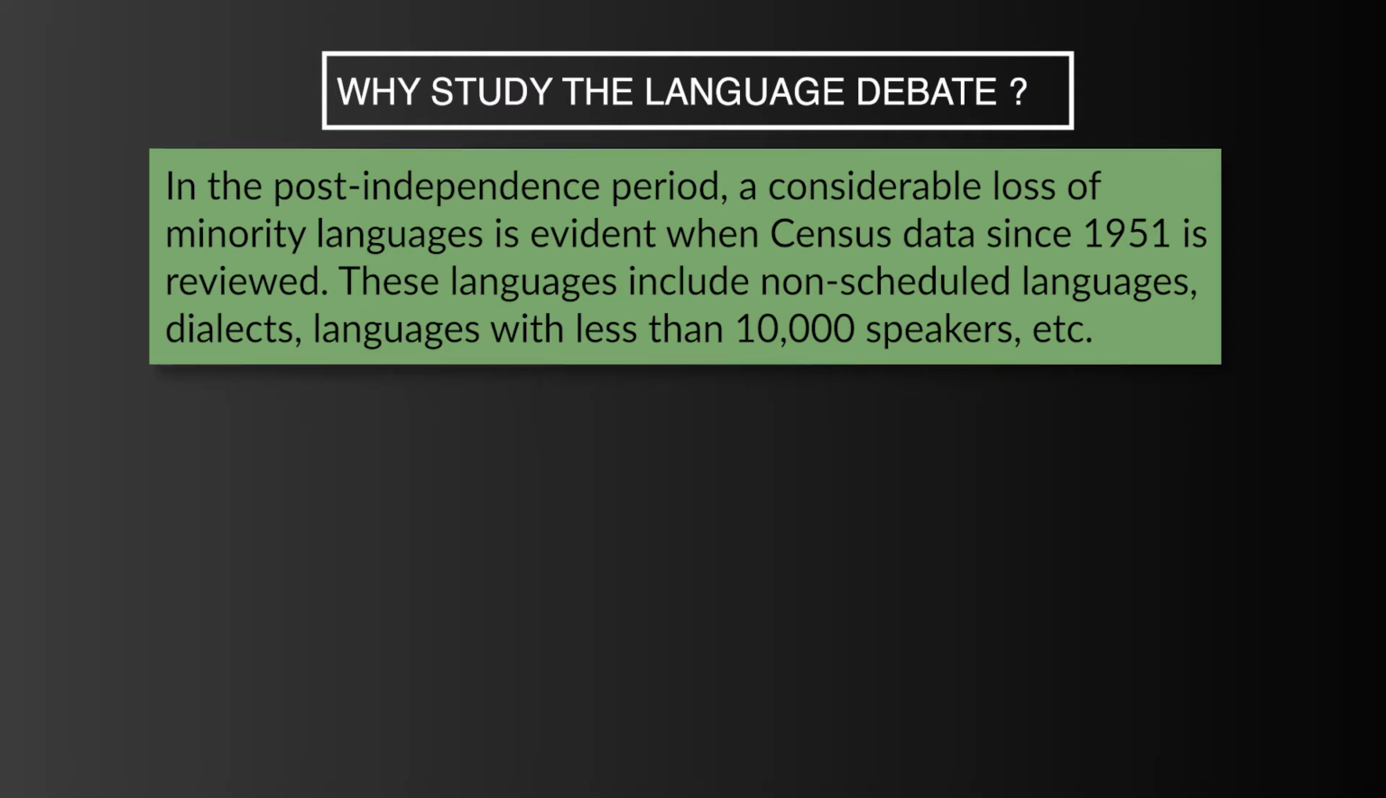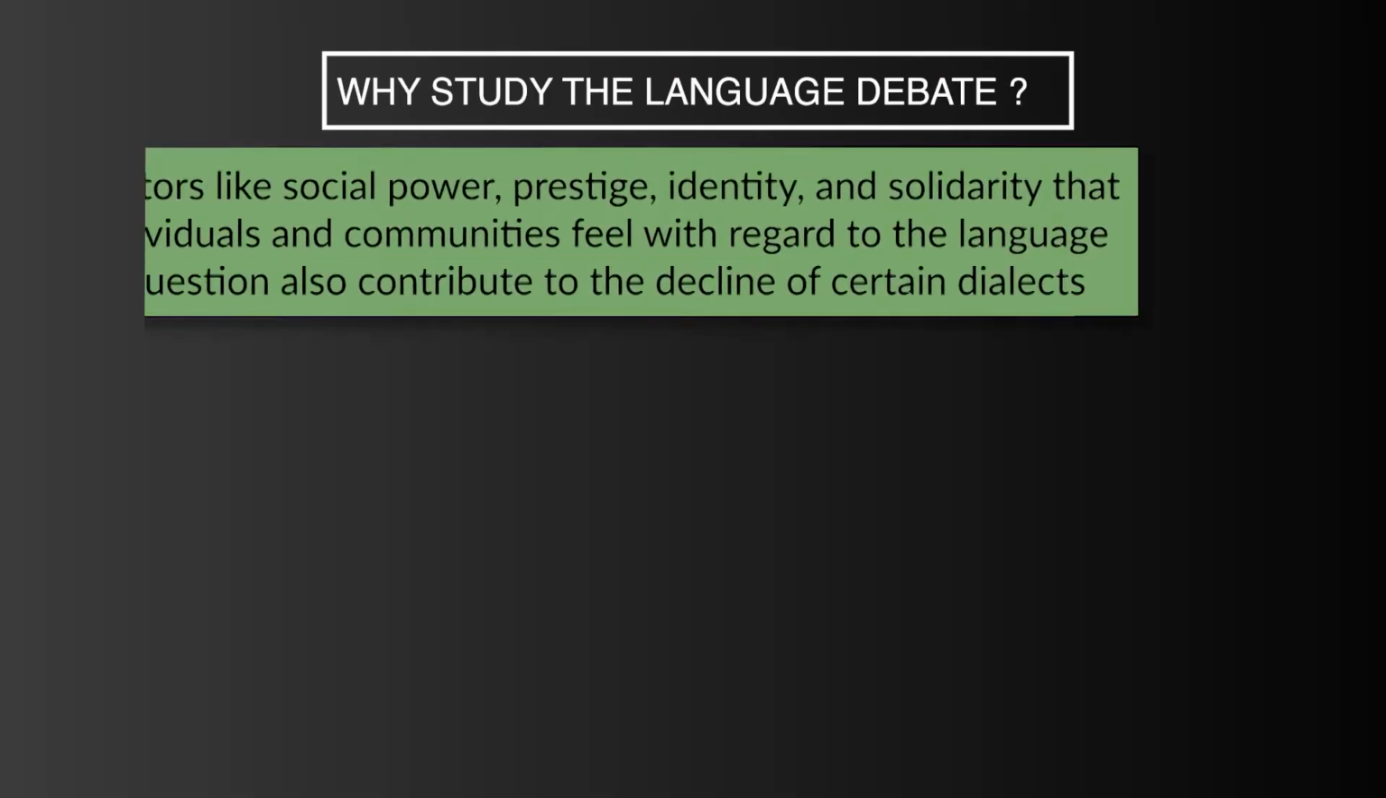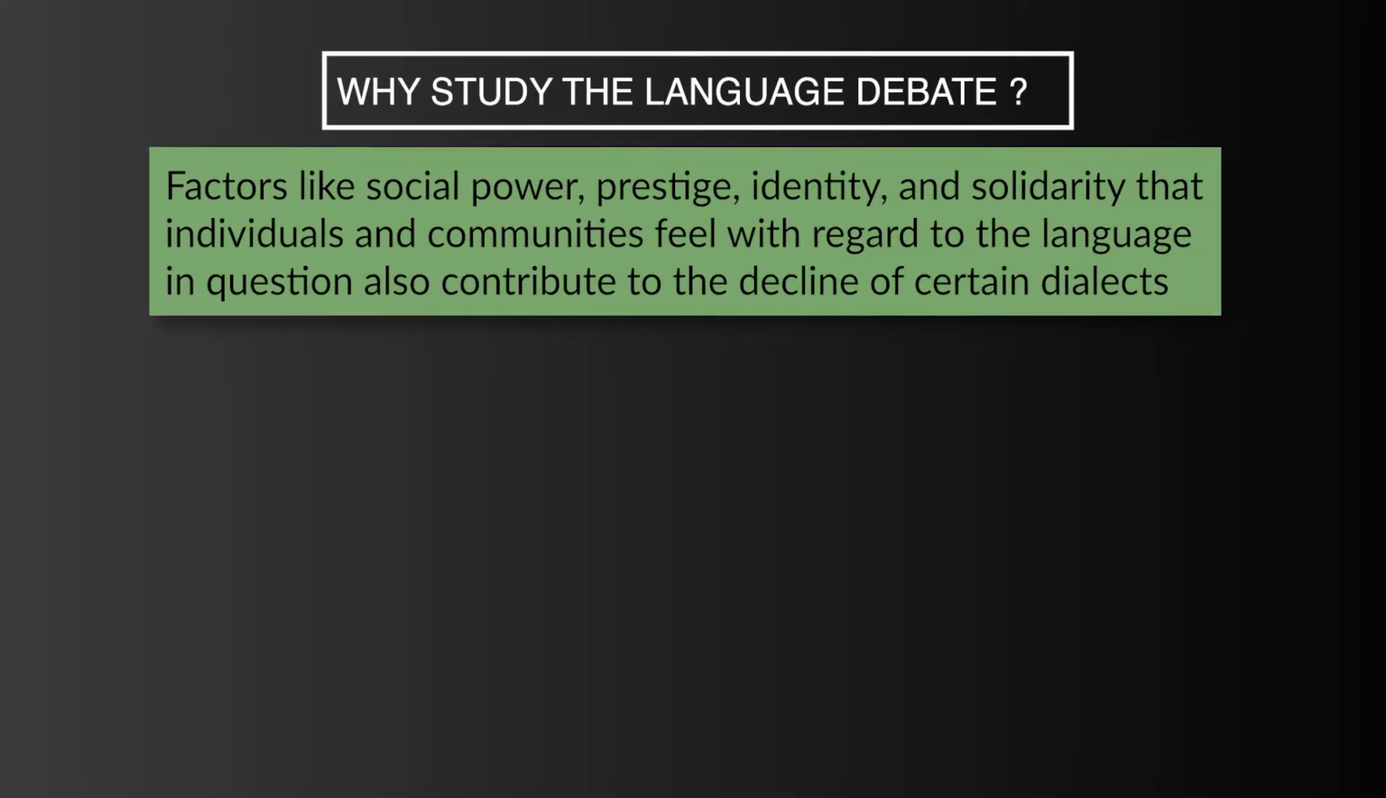So, there are scheduled languages and there are non-scheduled languages. It is because of cultural homogenization that the non-scheduled languages, languages with fewer speakers, are losing out. There is a rapid decline of linguistic diversity in India. For example, tribal languages and Andamanese languages have to be specially mentioned in this regard. In other words, what language we learn, what language we choose to speak in, is a decision that we make based on questions of power, questions of identity, questions of solidarity that individuals and communities feel about a particular language.